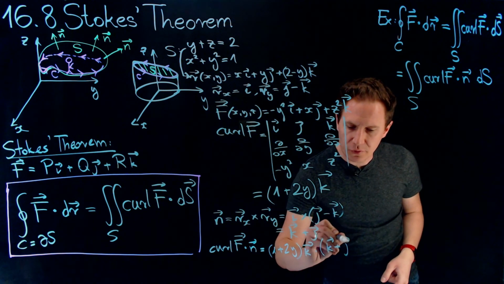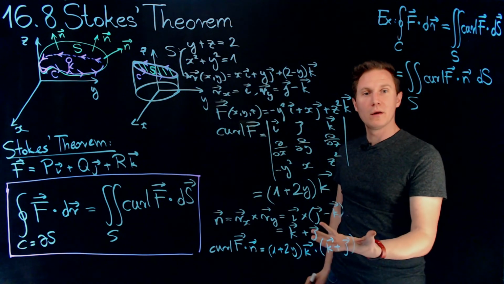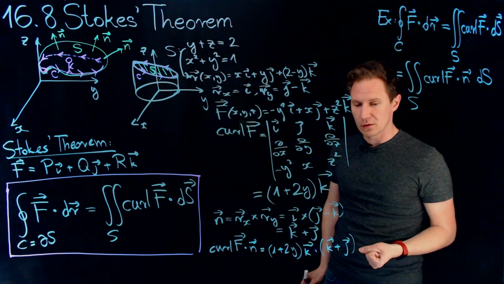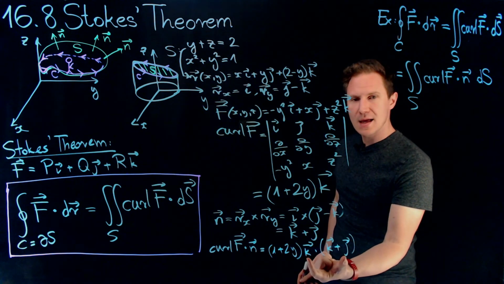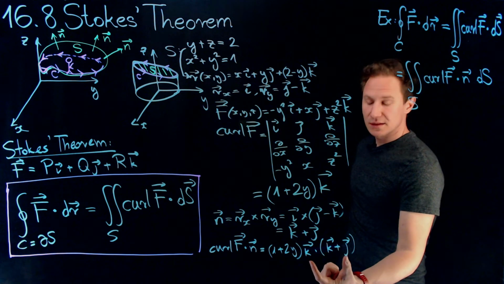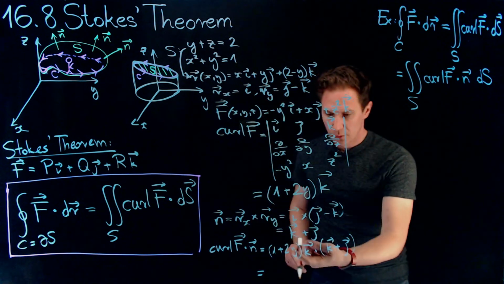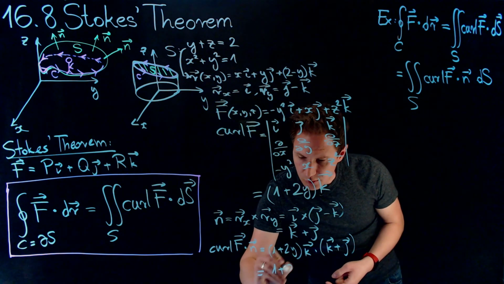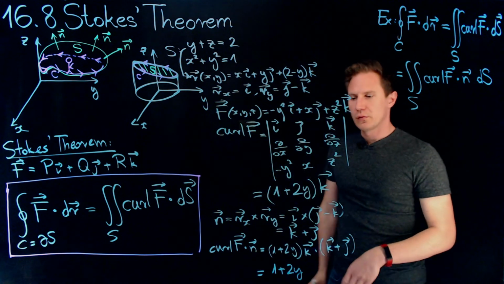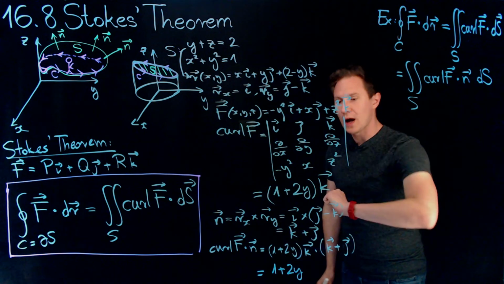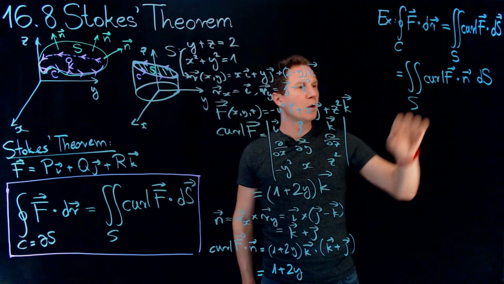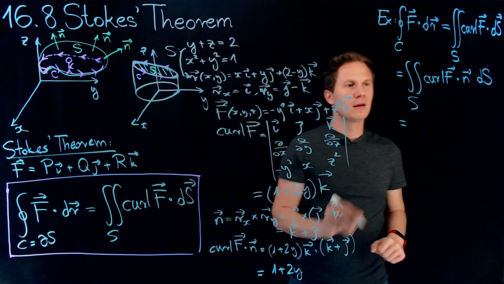Well, the dot product of k with itself will give you 1 because it's a unit vector. And the dot product of k and j will give you 0 because these two vectors are perpendicular to each other. So we will simply get 1 plus 2y for this dot product. And that is what we have to integrate.